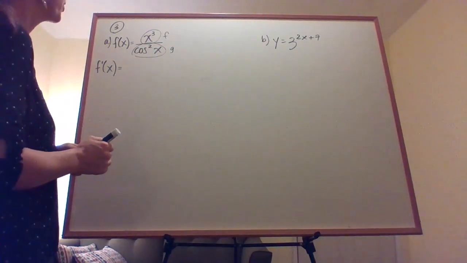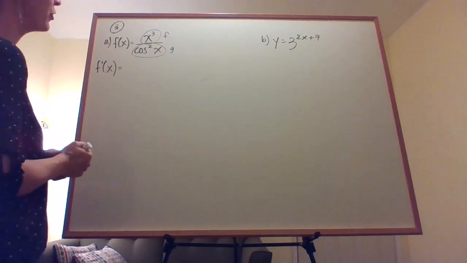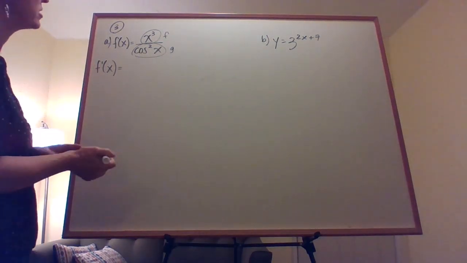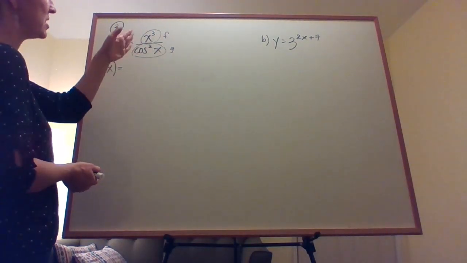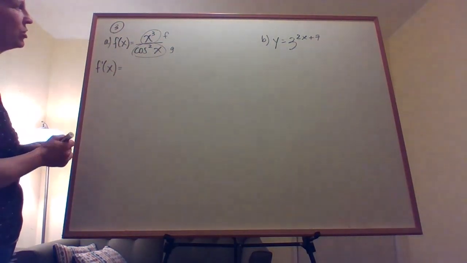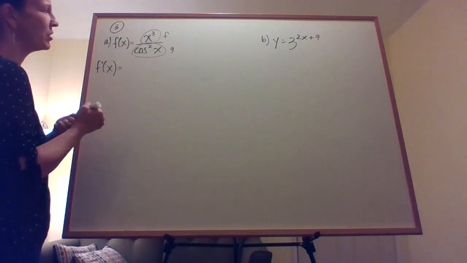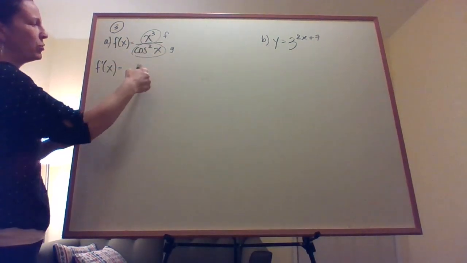Okay guys, here's problem 3. You needed to choose 3 out of the 4 functions to differentiate. So you may not have done A, but I'm going to go through A, B, C, and D. So A was f of x is x cubed over cosine squared. That's a quotient, so I need to use the quotient rule.